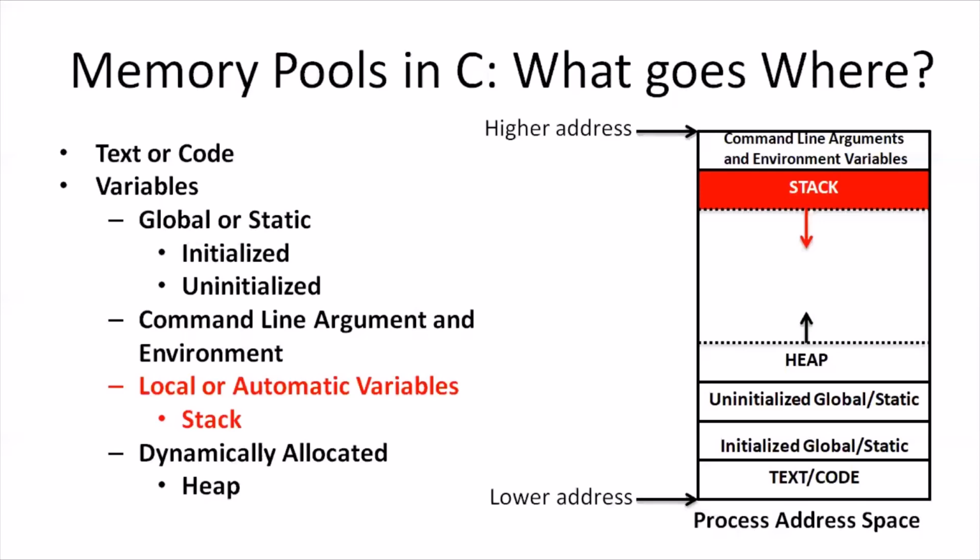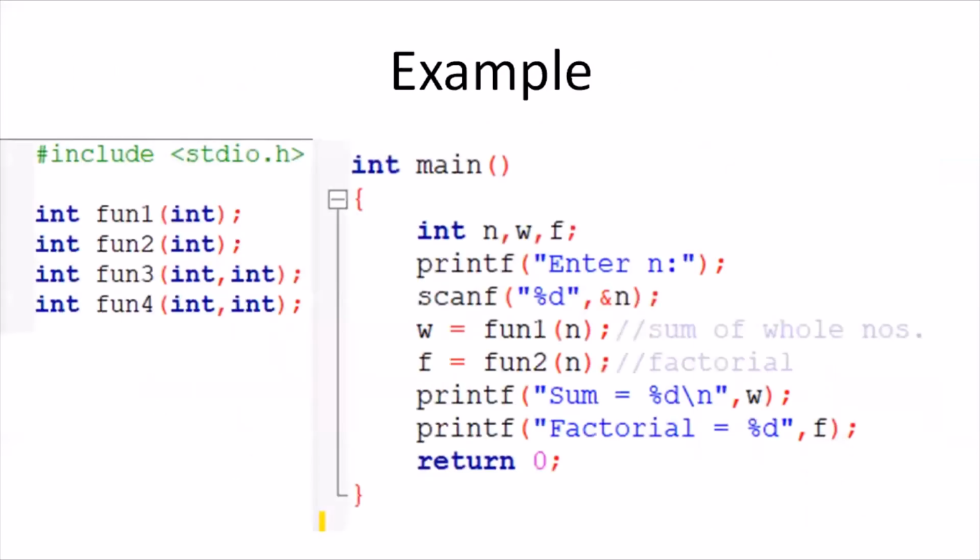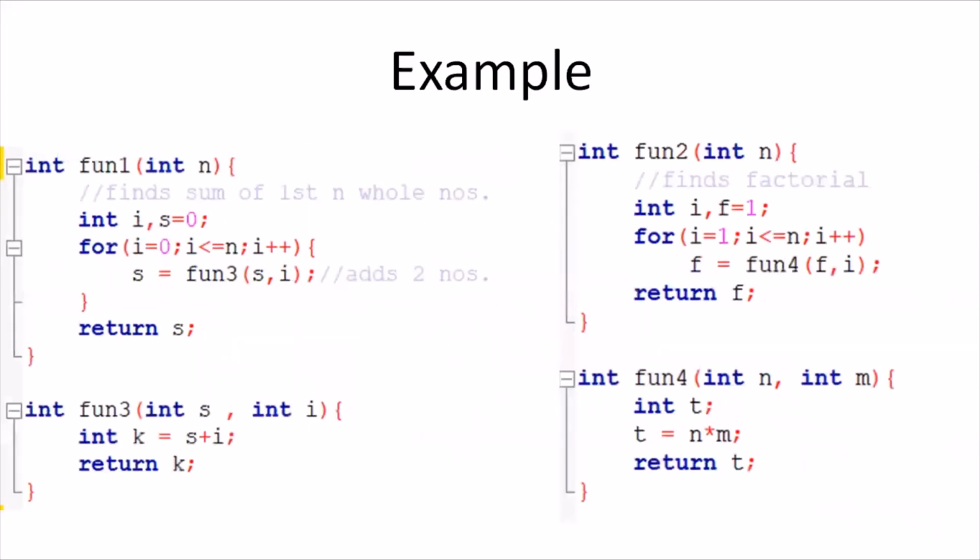In this example, we have considered 4 functions, namely fun1, fun2, fun3 and fun4, apart from the main function. The functions fun1 and fun2 are called from the main function to find the sum and product of first n positive integers respectively. Finally, the main function displays the result. The functions fun1 and fun2 in turn call the functions fun3 and fun4 for finding the sum and product of 2 numbers respectively. Now, let us see what to expect when we execute the program.